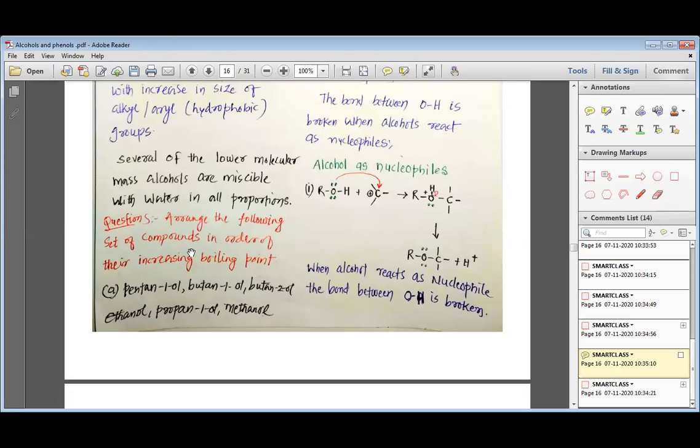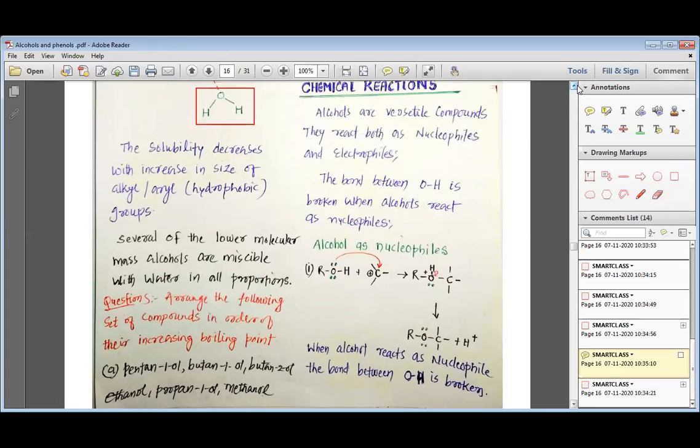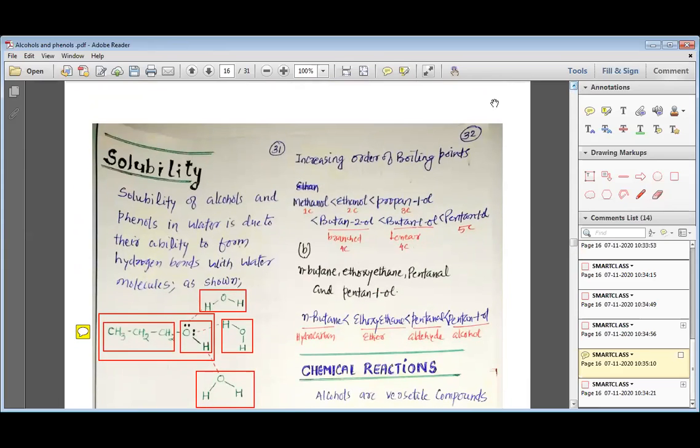Arrange the following set of compounds in order of their increasing boiling point: pentan-1-ol, butan-1-ol, butan-2-ol, ethanol, propanol and methanol. So let us answer this question. The increasing order of boiling point is methanol is less than ethanol is less than propanol is less than butan-2-ol is less than butan-1-ol is less than pentan-1-ol.